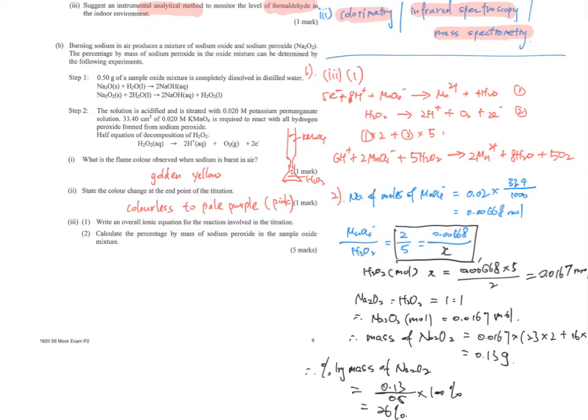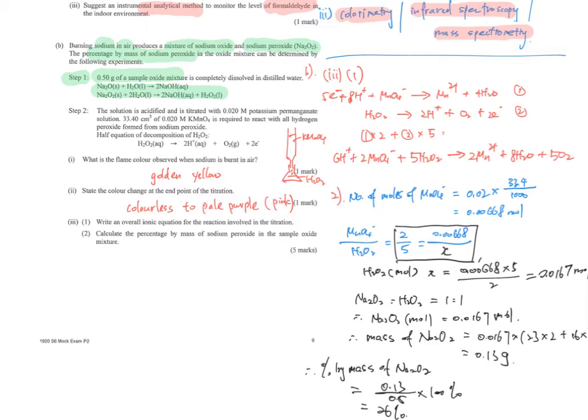Okay, let's see the question. Burning sodium in air can produce a mixture of solids. One is sodium oxide, another one is sodium peroxide, formulas given. The experiment would like to find out the percentage by mass of sodium peroxide in the oxide mixture. Step 1: the sample of oxide given is 0.5 g. It contains sodium oxide and sodium peroxide, and it is dissolved in water. These 2 equations are also given to you.